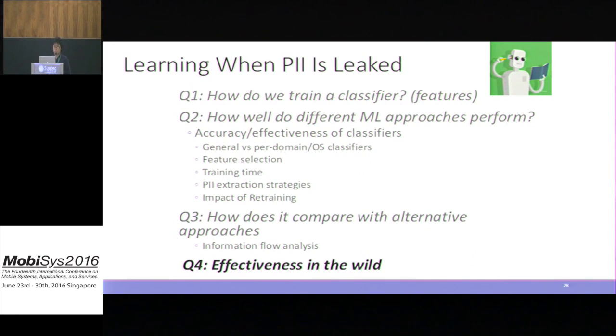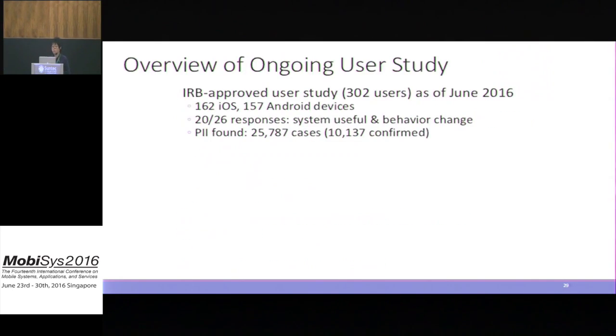Now I've shown you that ReCon outperforms existing tools in the lab. Let's talk about how ReCon actually works effectively in the real world. First, we have data from an IRB-approved user study where hundreds of Android and iOS users are actively using it. So we surveyed a subset of our users, and most of the respondents found the system useful and changed their behavior, for example, stopping using certain apps as a result of our user study.